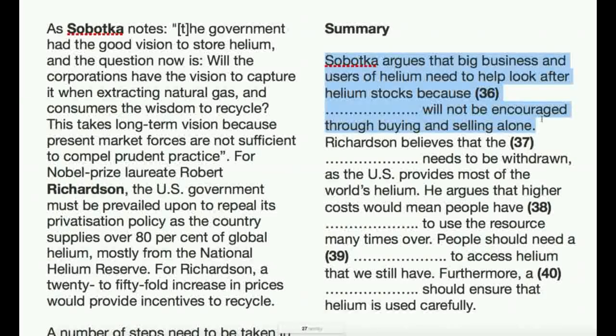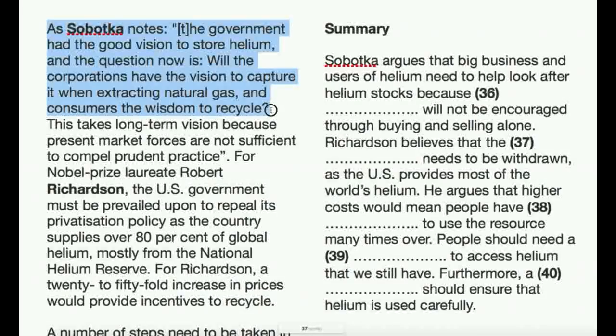Sobotka argues that big business and users of helium need to help look after helium stocks because something will not be encouraged through buying and selling alone. So as Sobotka notes, the government had the good vision to store helium, and the question now is, will the corporations have the vision to capture it when extracting natural gas and consumers the wisdom to recycle? Well, this doesn't mention, as far as I can see, buying and selling, so it doesn't look like the answer is there. So let's read a bit further.